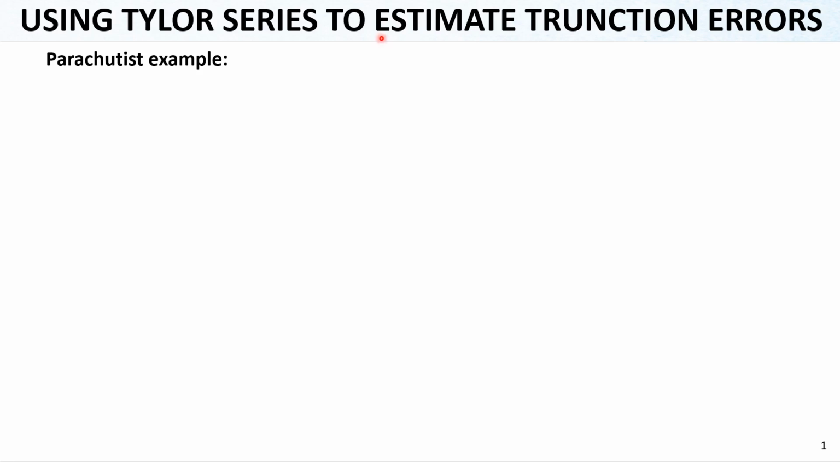We can also estimate the truncation error using Taylor series. In other words, we can find the derivative term using the known functions that we showed in the previous slide. It is similar to that. The difference between the functions will provide us information about the remainder term value. And we will show this in an example, the parachutist example.